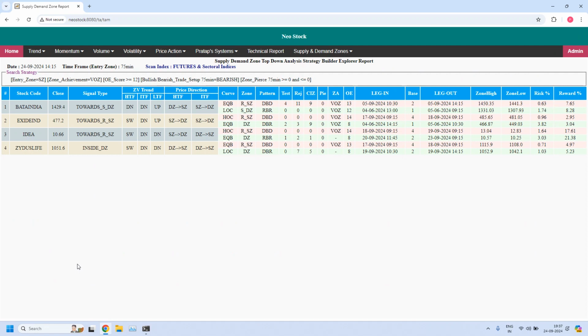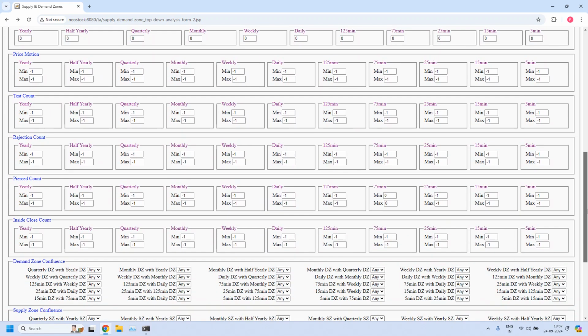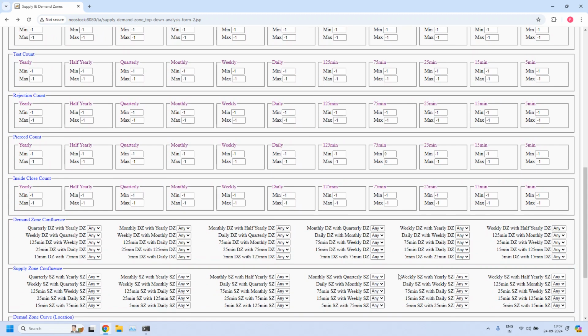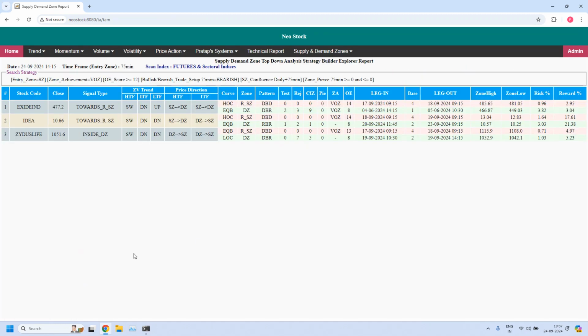Now let's verify out of these 4, whether any of these stocks are having ITF confluence to improve the probability. So in the supply zone confluence, I am enabling the filter 75 minute supply zone with daily supply zone confluence. Now let's verify. So 3 stocks out of 4 are having ITF confluence. That means 75 minute zone is part of the daily zone, and daily trend is downtrend.